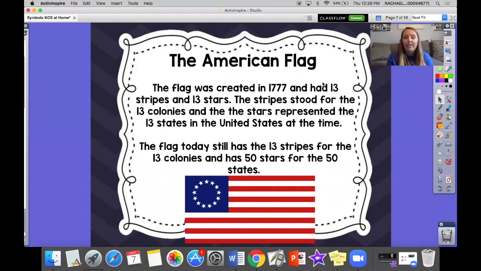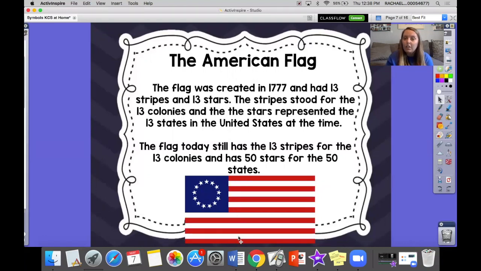And it had 13 stripes. So these 13 stripes, red and white. So let's count them together. 1, 2, 3, 4, 5, 6, 7, 8, 9, 10, 11, 12, 13. There are 7 reds. Let's count the reds. 1, 2, 3, 4, 5, 6, 7, and 6 whites. Let's count the whites. 1, 2, 3, 4, 5, 6.